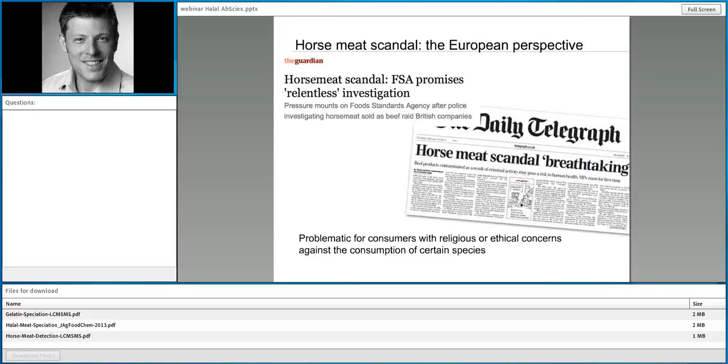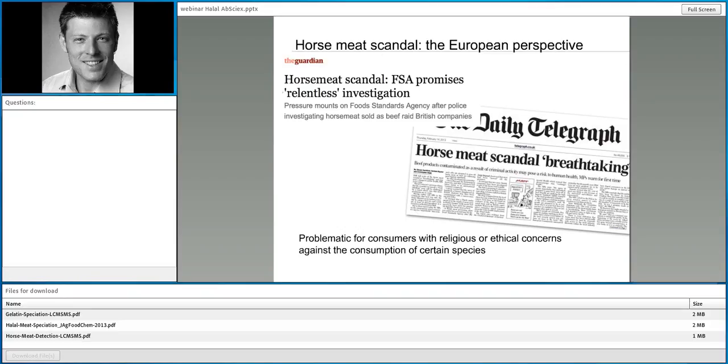In 2013, we had really a massive problem with authenticity of food in Europe, and I think that most of you are aware of it and maybe have heard of it. It was the horse meat scandal, where really 10,000s of tons of food contained undeclared amounts of horse and also pork. And this was, of course, a major problem for food industry and also for consumers with religious or ethical concerns against the consumption of horse or pork. So this was really a massive scandal and a massive problem last year in Europe.